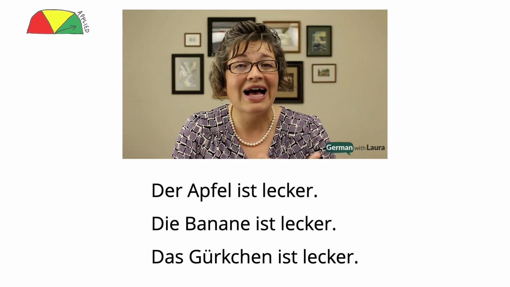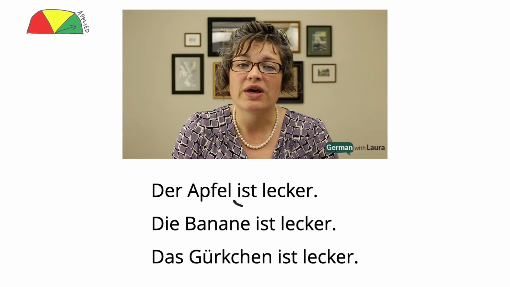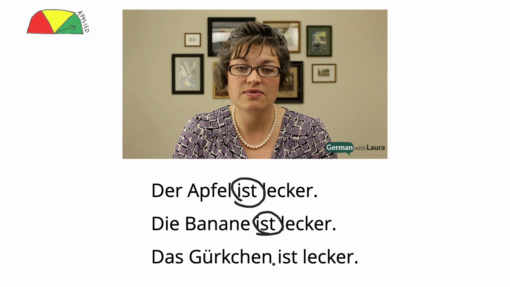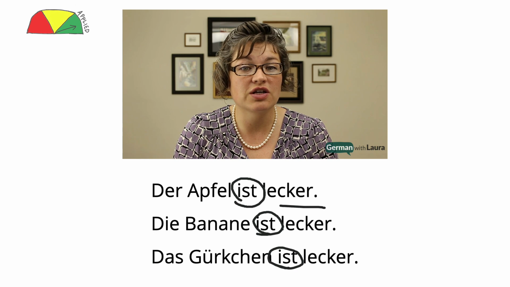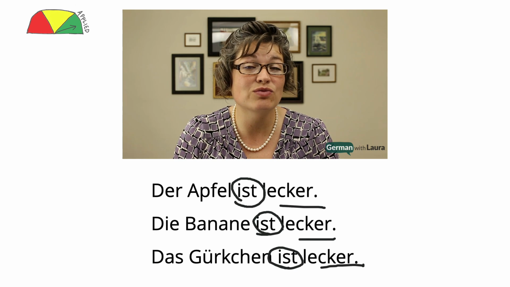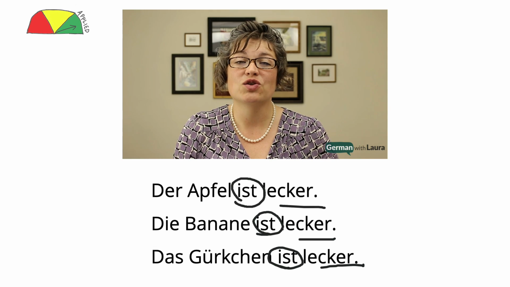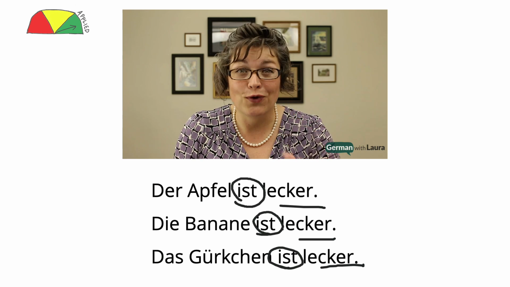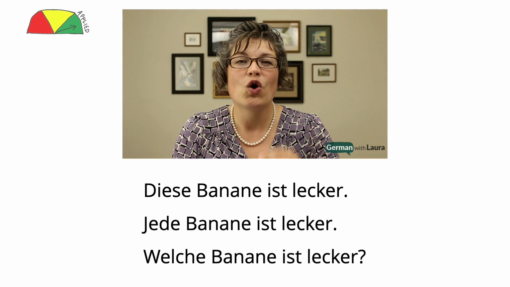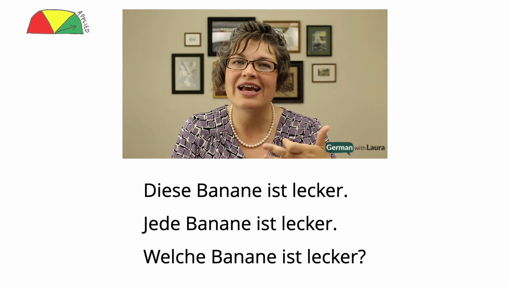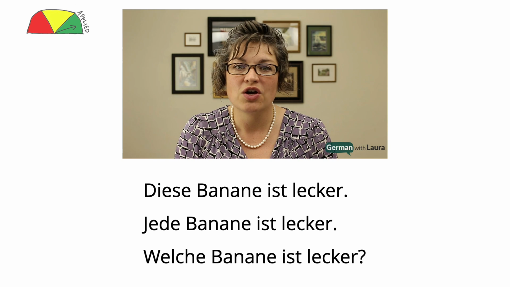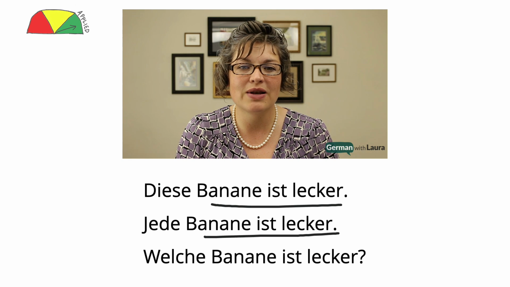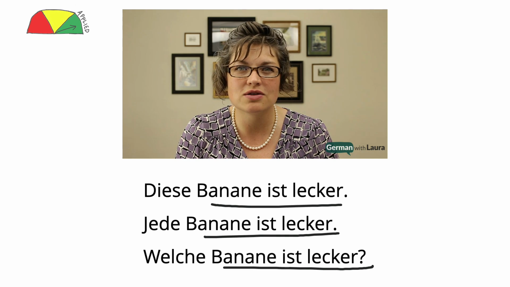For each of those isolated vocabulary words, we can then follow up with the word ist, which means simply is. And then after that with an adjective, which notice I'm keeping the same too. Lecker means delicious. So we have der Apfel ist lecker, die Banane ist lecker, das Gürkchen ist lecker. One at a time, we can change each of these 4 components. So now in these sentences, we're always talking about the banana, and it's delicious, delicious, delicious.